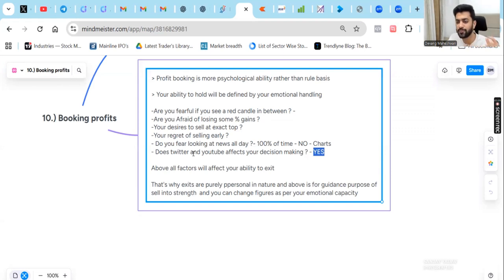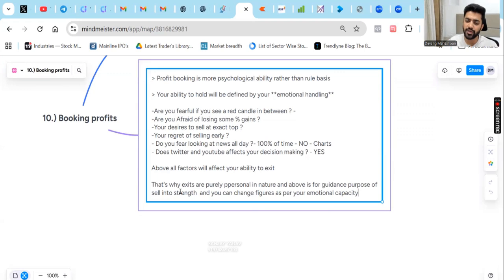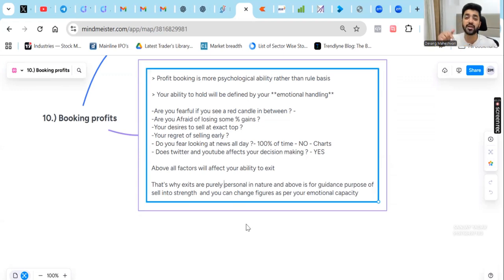ability. Profit booking is directly emotional handling. How you are handling your emotions, that is what profit booking is. That's why profit booking exits are purely personal in nature. I cannot tell one single way that fits all. It will not. Some are stuck here, some may be stuck here, some at fulfilling that desire, some may be stuck here. Each one of you will have to build the way.